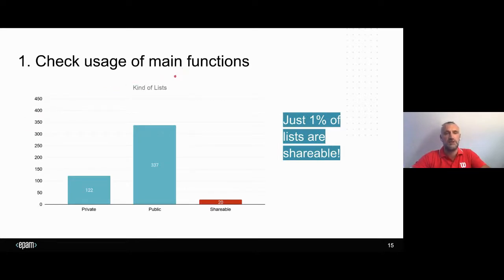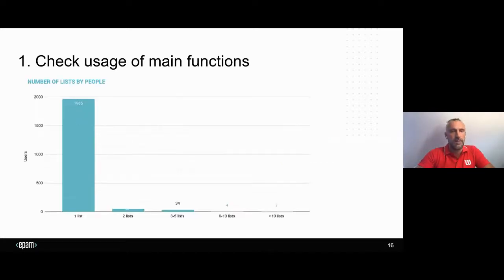We see that we've got 122 private lists and 337 public lists, but just 20 of these lists are shareable. In fact, that means that users do use lists. They use this functionality, but the idea that users share these lists between each other is wrong.